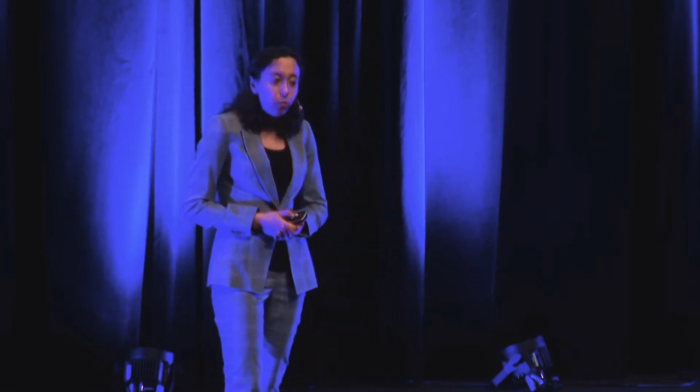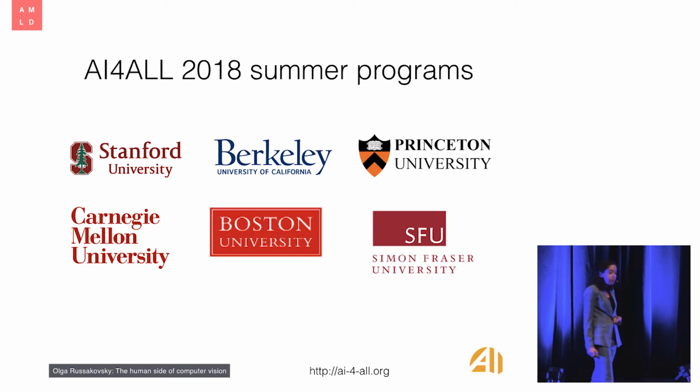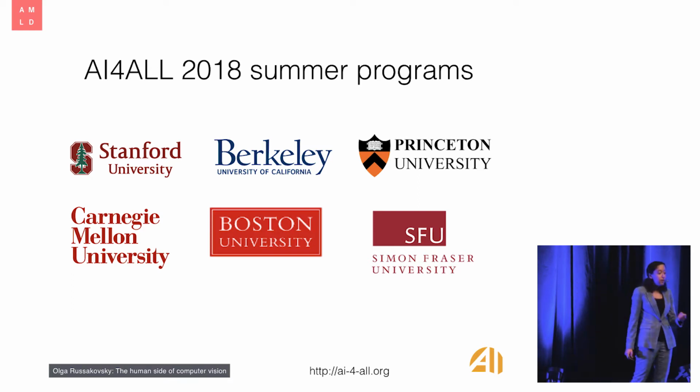In 2018, we're going to be partnering with 6 universities. As I mentioned, Stanford has been running since 2015. Berkeley has been running since 2017. Berkeley targets a different population. They're going after local low-income students.